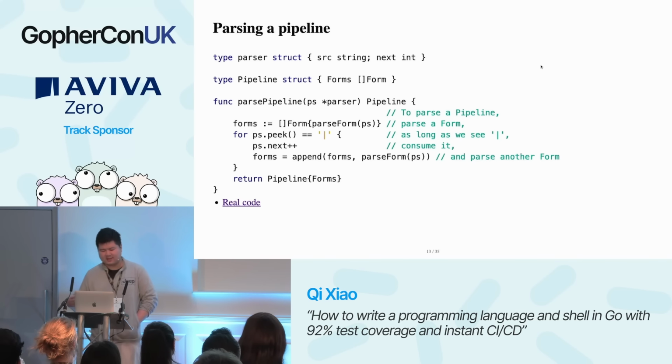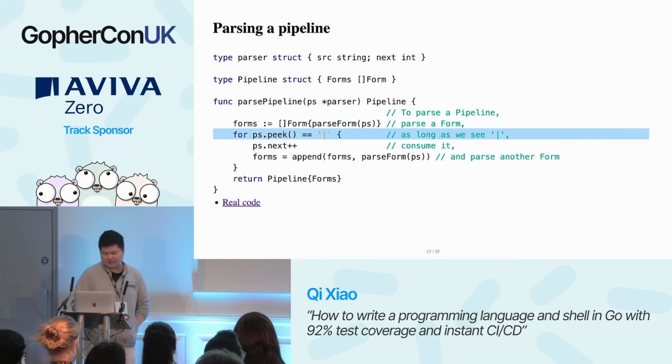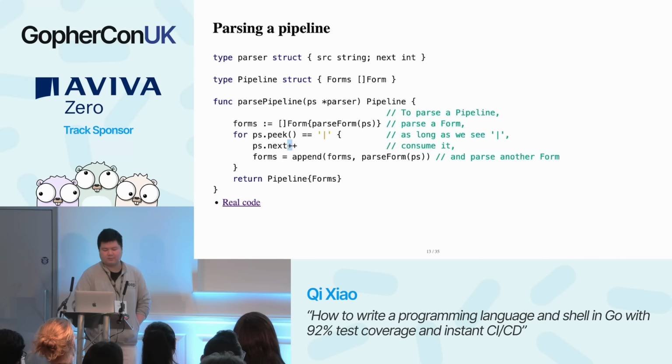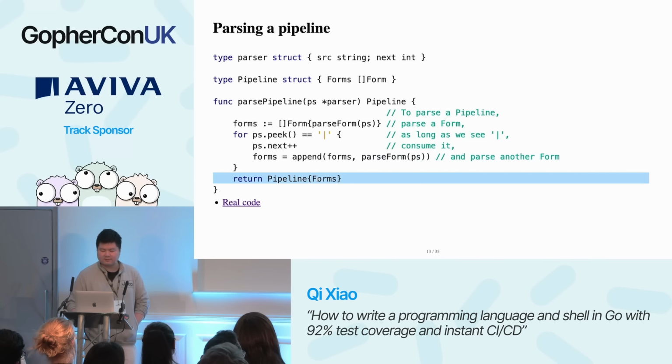All right, so this is some kind of toy code. It's not real code, but it's close enough to the real code. For instance, the parser just has the source code as a string and the next pointer, and the pipeline is just a struct that has forms as its children. If we want to parse a pipeline, the comments are just what I said earlier. To parse a pipeline, you first parse a form. That means we call a parse form function, which I'm omitting. I'm only doing one level here. And then as long as you see a pipe, so if you peek the parser and you see a pipe, you consume the pipe, which is just incrementing the next pointer, and then you parse another form. And finally, you return all the information that you have obtained.